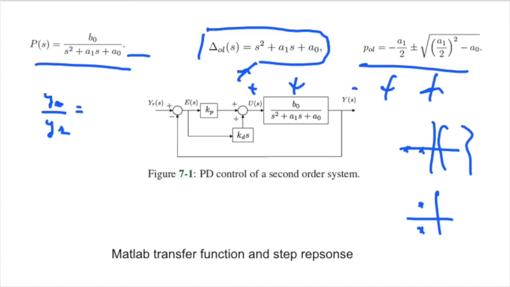So my question: what we want to do now, the first objective, should be to compute the new transfer function, which is the closed loop transfer function, Y over YR. How can we do that? Can somebody suggest how we will do that?